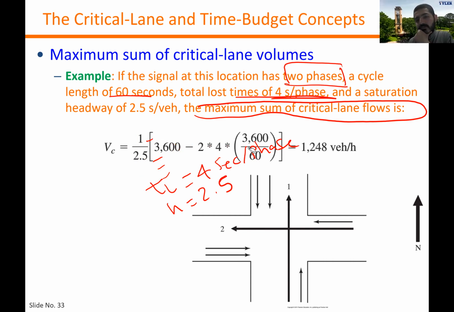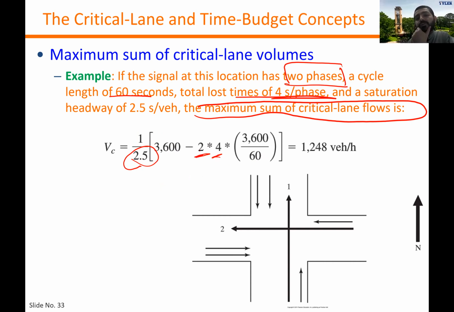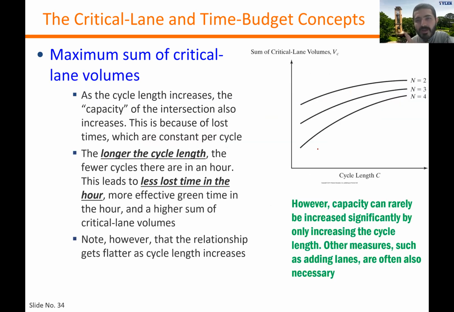Let's read this here and take a look at the equation. So 1 over 2.5, this is the headway, times 3600 minus 2 times 4. This 2 is the 2 phases per cycle, times 4, this is the lost time, times 3600 over 60 seconds, which is the cycle length. This is going to give us a total maximum sum of critical lane volume, or flow, of 1248 vehicles per hour.